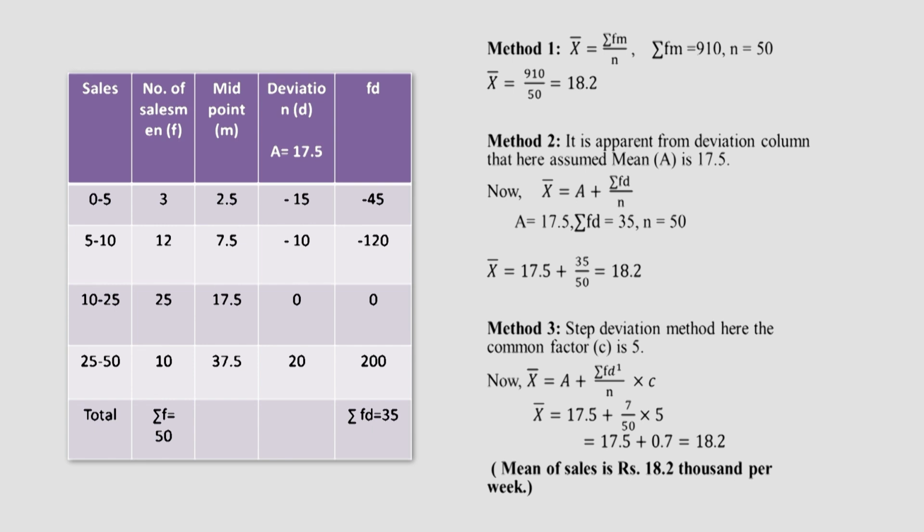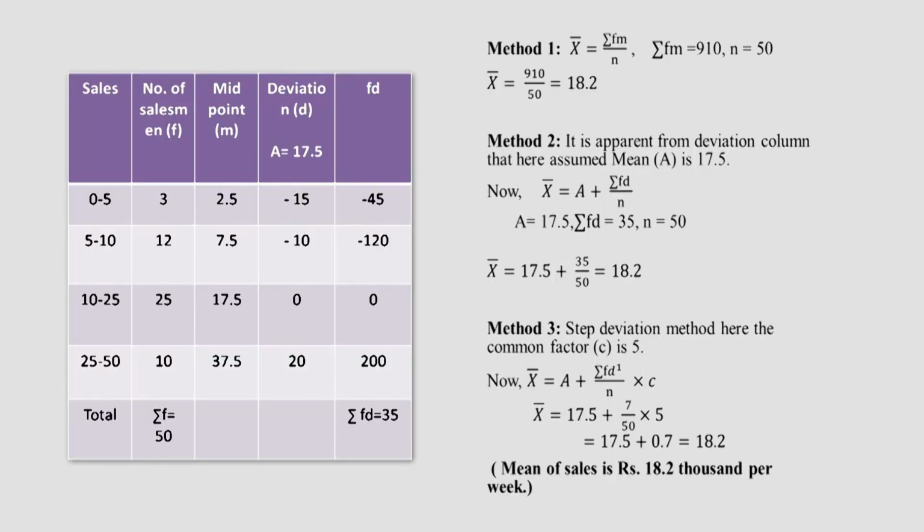So minus 15 into 3 is equal to minus 45, minus 10 into 12 is equal to minus 120, 0 into 25 is 0, and 20 into 10 is 200. And you have to find out the summation of this particular column, which is FD, and your summation is coming as 35. Alright.